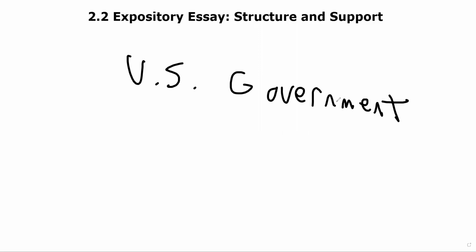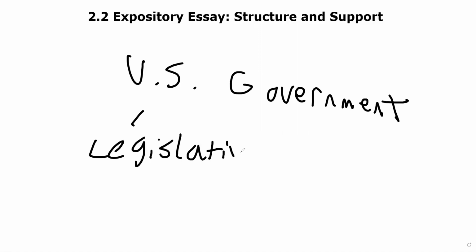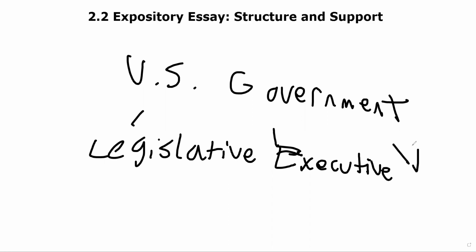And so to do this, we will think about the three branches of the US government. The first being the legislative, the second being the executive, and the third being the judiciary. So we have our three branches. We have our three subtopics compared to the one major topic.